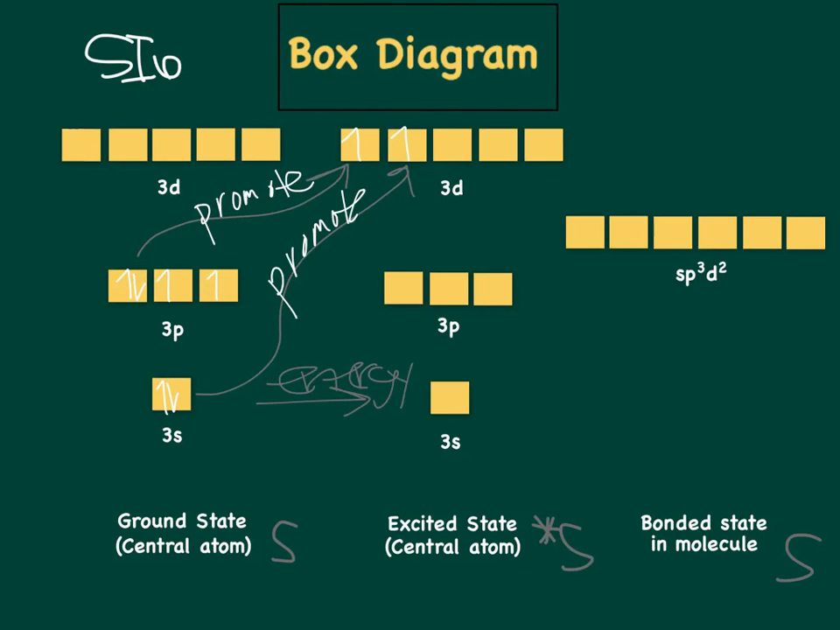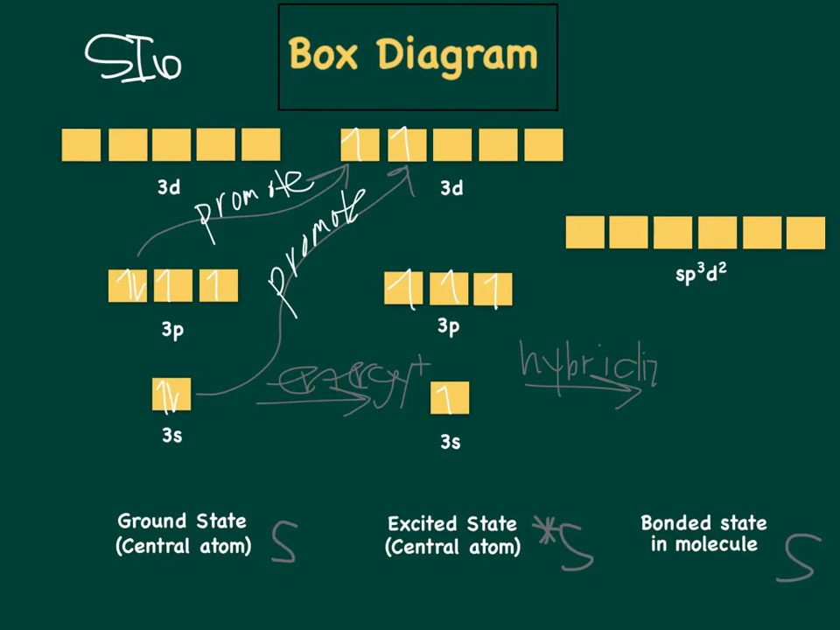So we'll go next and fill in our other boxes for the excited state of sulfur. Here we'll only have one, we'll have 3, and then I already went ahead and filled in the 2 at 3d. Now from the excited state, we have to go to the bonded state. In order to go to the bonded state, we're going to need to hybridize.